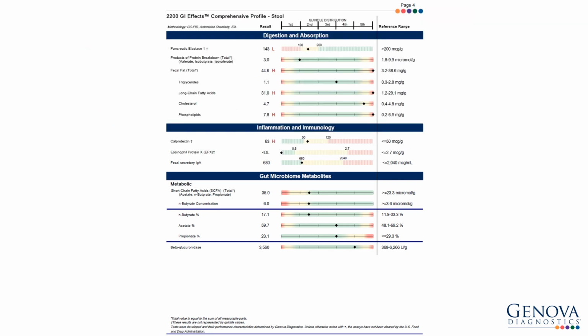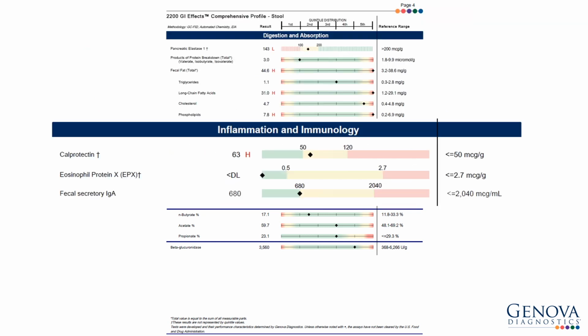In the middle of page 4, we have the inflammation and immunology section. Calprotectin is a marker for neutrophil-mediated inflammation. It's FDA cleared to distinguish between IBS and IBD. This patient's level is 63, which is in the yellow borderline inflammation zone.